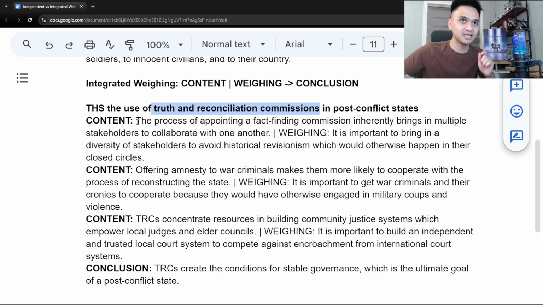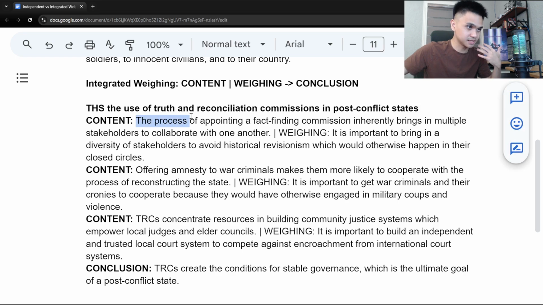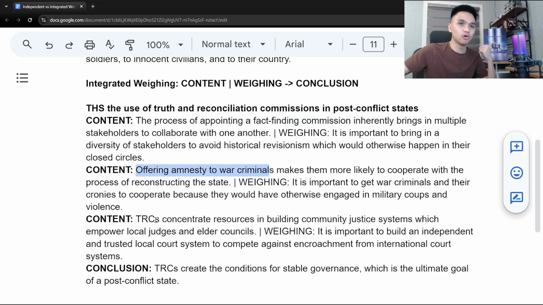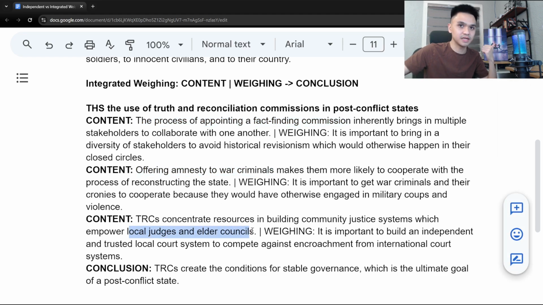I will first identify the mechanisms underlying a TRC, such as appointing a fact-finding commission, offering amnesty to war criminals, or empowering local judges through an elder council in a local justice system. And then I'm going to say, now I'm guided by stable governance. How does this specific mechanism create the condition of stable government compared to opposition? And now I'm going to say, okay, now I know what to do in the argument.